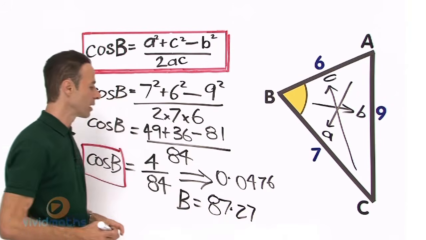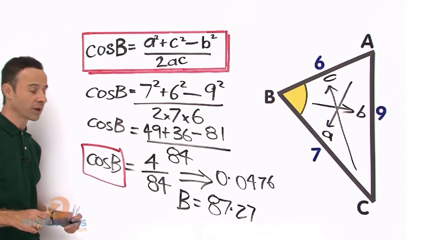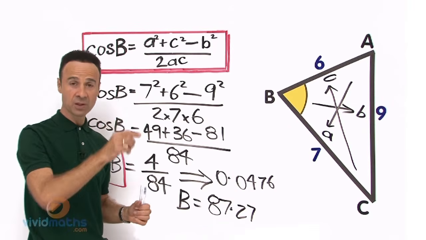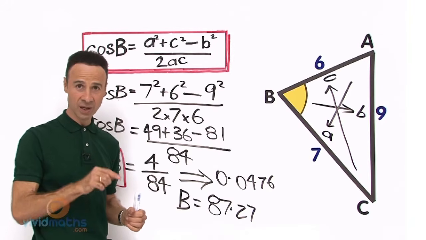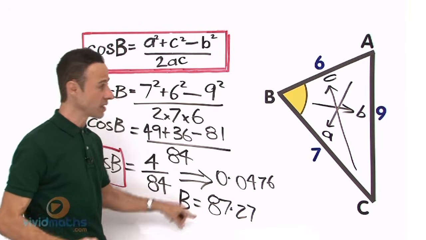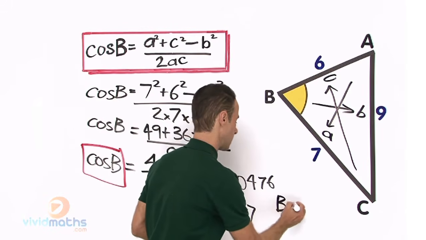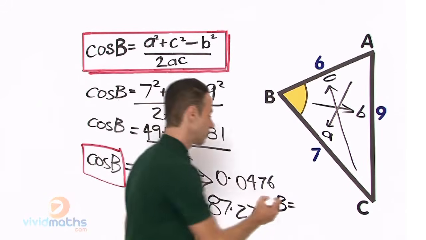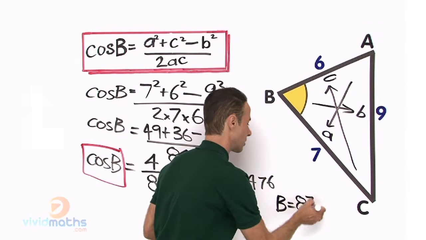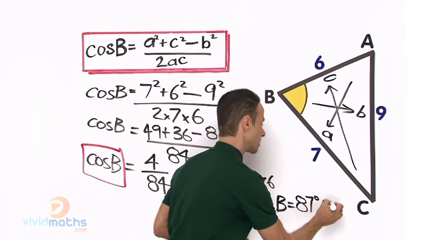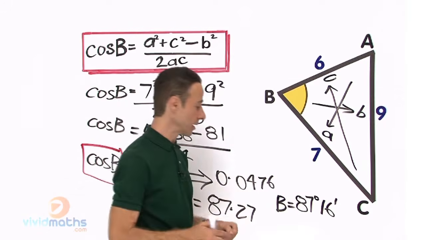87.27. Now we can get very specific with that, and we can actually change it to degrees, minutes, seconds. So then we go shift or second function, DMS, degrees, minutes, seconds, equals, and our final answer for that angle there will be 87 degrees and 16 minutes on your calculator.